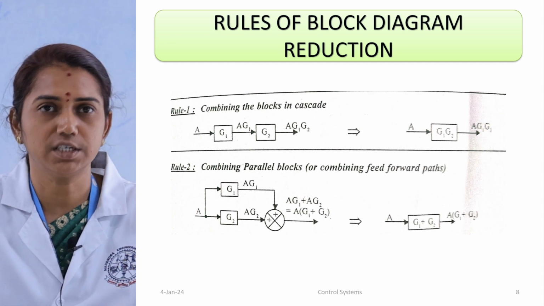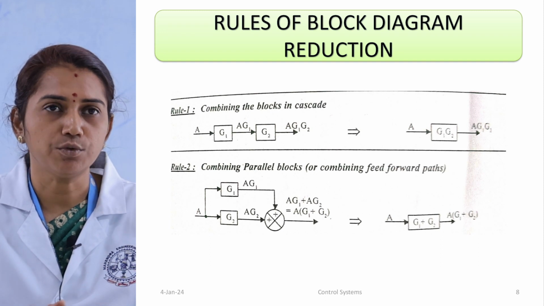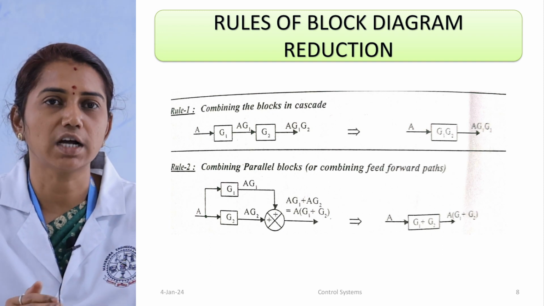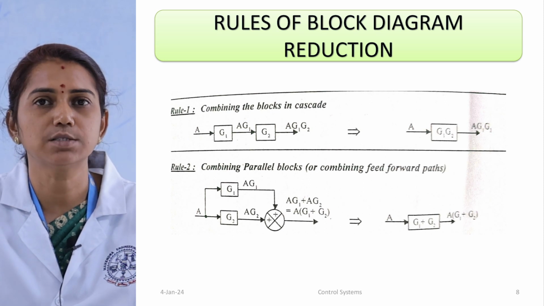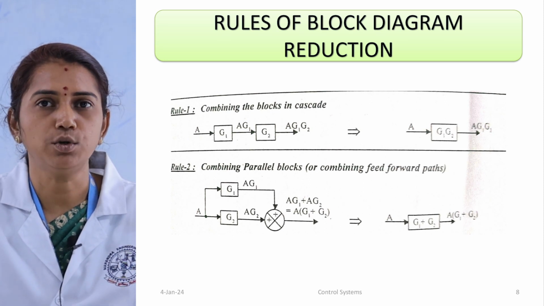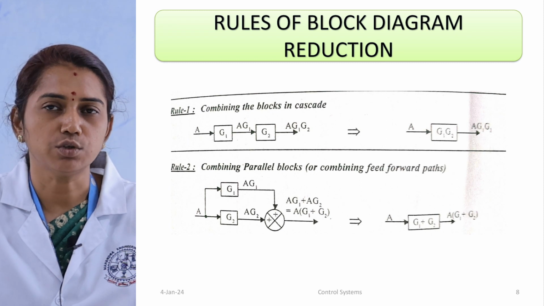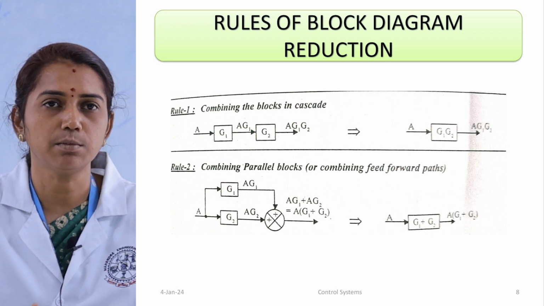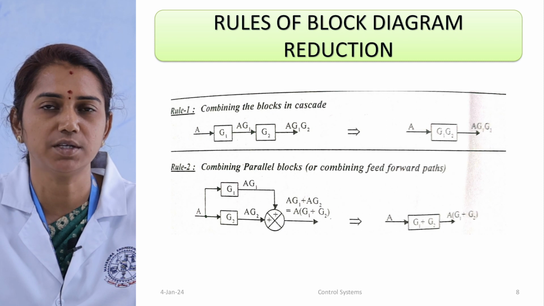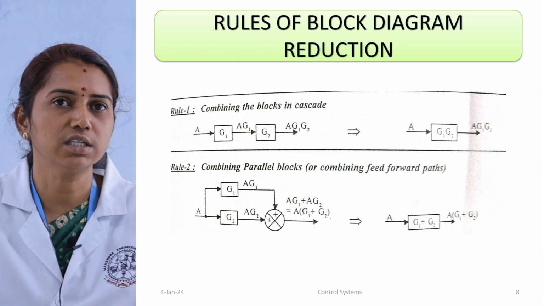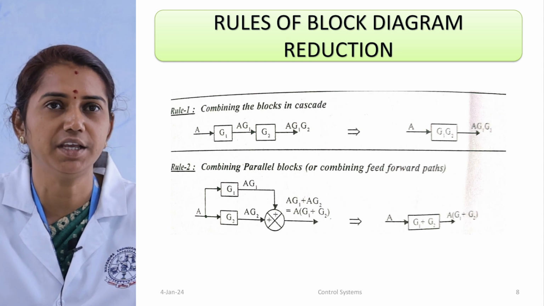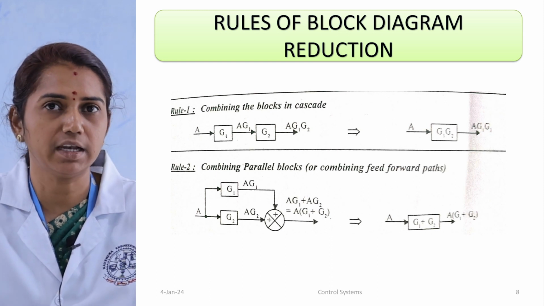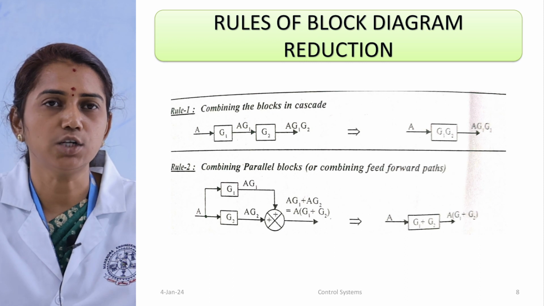So we take A and reduce it into G1 plus G2. In this we are using two blocks and one summing point. It has been reduced into a single block and given A as input, G1 plus G2. Finally we are getting the output the same as before reduction, A into G1 plus G2. Combining the blocks in cascade means we are just multiplying them. Combining the blocks in parallel means you are just adding the two blocks.